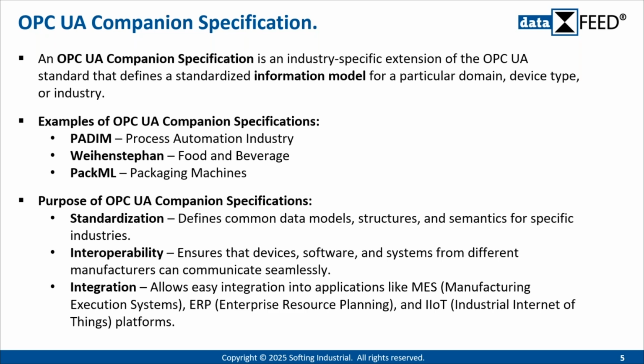Why? Because with these companion specifications, when an address space looks like a companion specification, it provides all the needed data for the application. This is for me the most important topic: from the upper layer, everything is provided, and there is no mapping and nothing else needed on the application level.